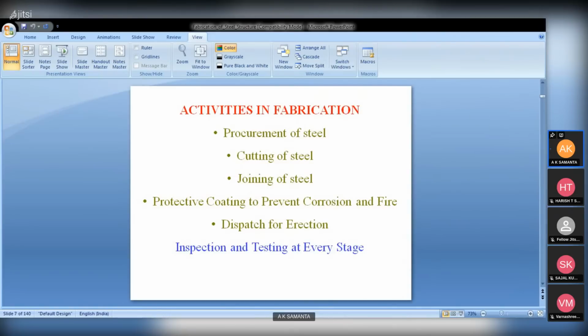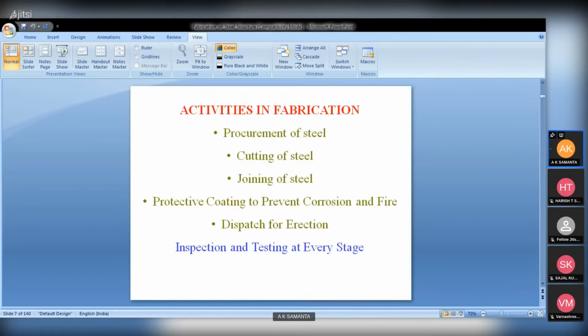Now, what are the activities being carried out in fabrication? As the designer has given you the detailed drawing of the structure, according to the drawing and bill of materials, first we will procure the steel. Then after inspection, if the steel is accepted by the contractor or the client, first will be the cutting of steel, then joining of steel. And after that, when the frame or structure is ready, protective coatings will be applied to prevent corrosion and fire. So these are mainly the 4 activities.